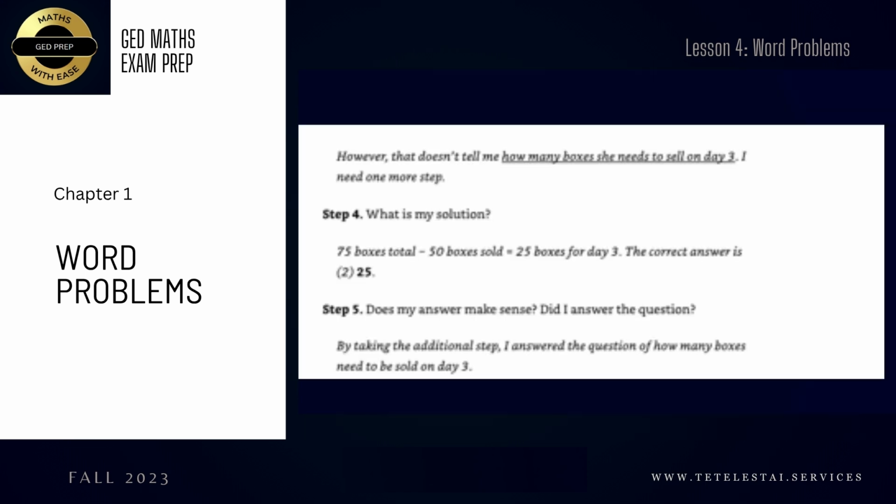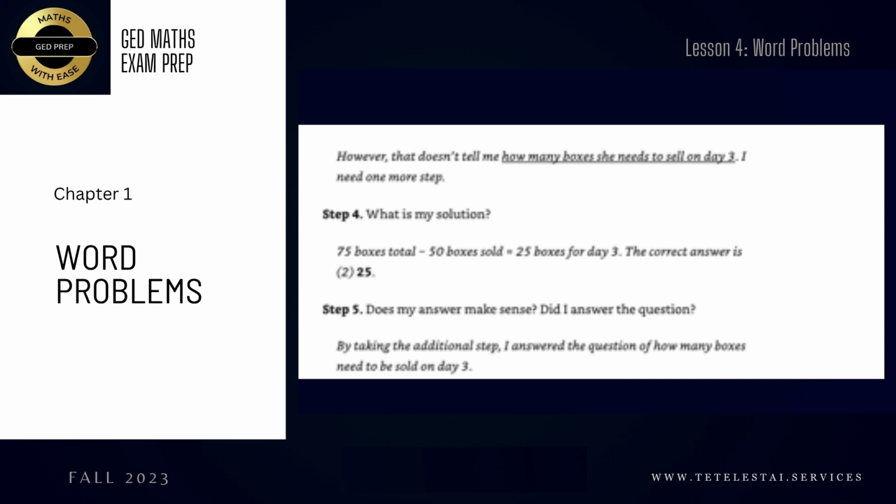So yeah, that's the solution here. 75 boxes minus 50 equals 25. And we know that that's the answer, right? And so the next step is then to ask yourself, well, does my answer make sense? Did I answer the question? And by taking this additional step, you ensure that you answered correctly how many boxes need to be sold on day 3, right?